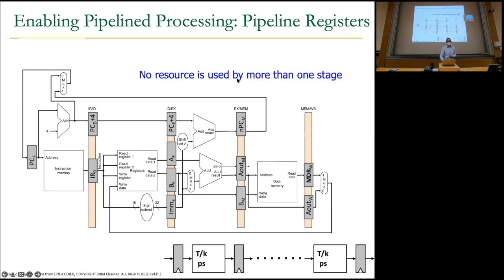So basically, no resource is used by more than one stage. That's the key over here. As you can see, data memory and instruction memory are separated, and no resource is really used by more than one stage. You need to have enough ports to the register file so that you can write back to the register file while also reading from it. Hopefully that's clear, because if a resource is used by more than one stage, you have a problem, and we will see that problem in a little bit.